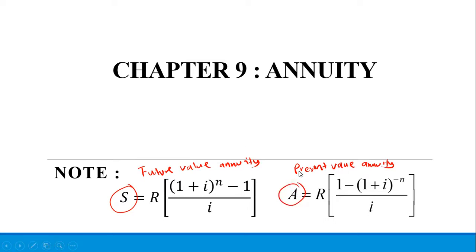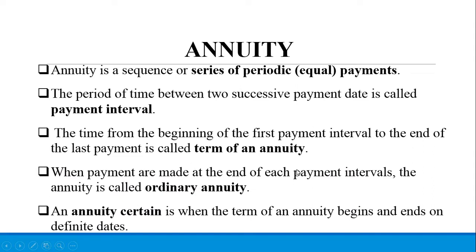Before we start, let's see what is annuity. Annuity is a sequence or series of periodic equal payments. The period of time between two successive payment dates is called the payment interval. The time from the beginning of the first payment interval to the end of the last payment is called the term of annuity.